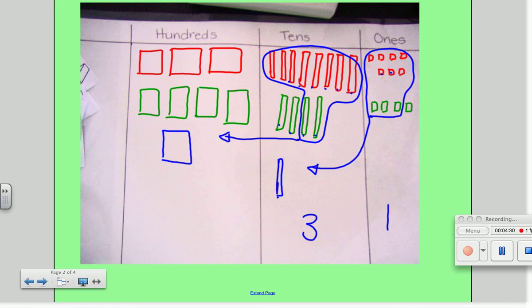Now, how many hundreds do I have? 1, 2, 3, 4, 5, 6, 7, 8. 8, because I traded them over. So the answer becomes 831 when I do my trading. There are more ways to show this. This is one strategy, and it's counting and trading.